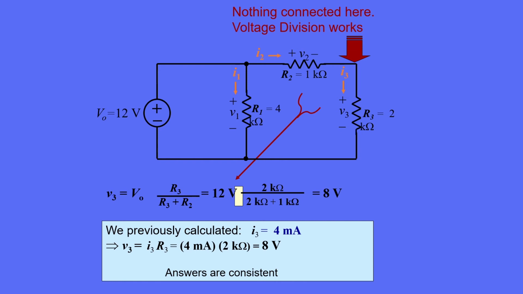You may recall that we analyzed this circuit earlier in the module, using direct calculation by KVL, KCL, and Ohm's law. We previously calculated that I3 was 4 milliamps. Let's see if our answer is consistent. According to Ohm's law, V3 should be equal to I3 R3. That's 4 milliamps times 2 kilo ohms, or 8 volts. Our answers are indeed consistent, so we're happy.